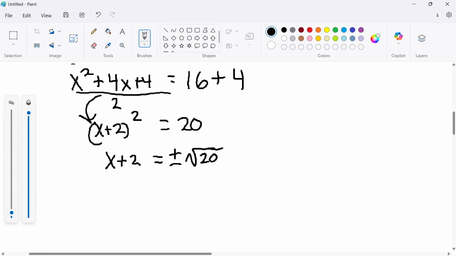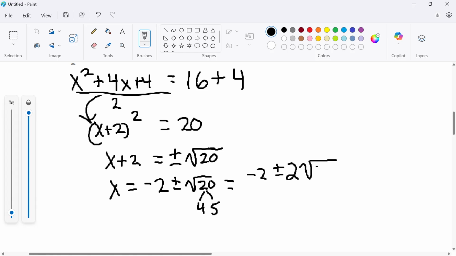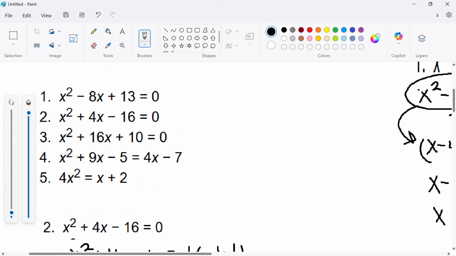I'll see if I can simplify that in a second, and then I will subtract 2 from both sides. Equals negative 2 plus or minus square root of 20. 20 is 4 times 5. 4 is a perfect square, so this is equal to negative 2 plus or minus square root of 4 is 2. 2 square root, 5 is left inside. Negative 2 plus or minus 2 square root of 5.